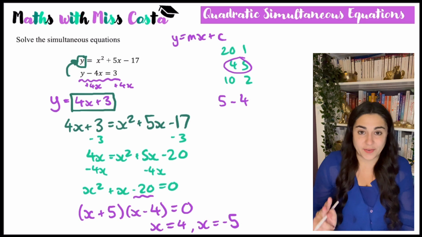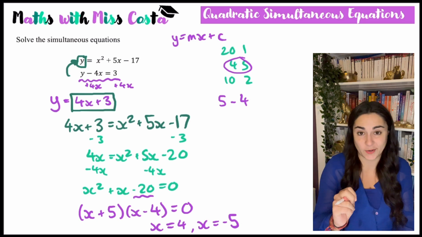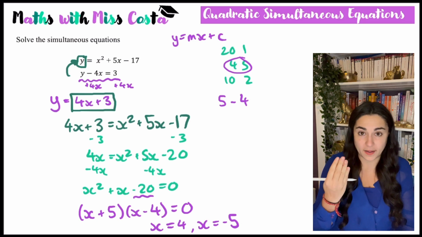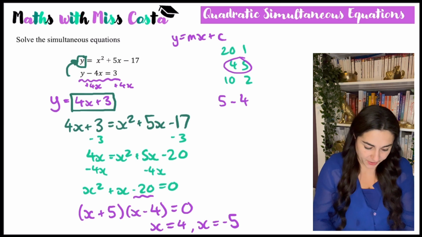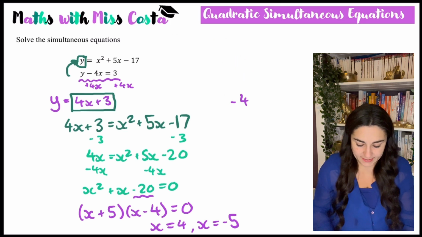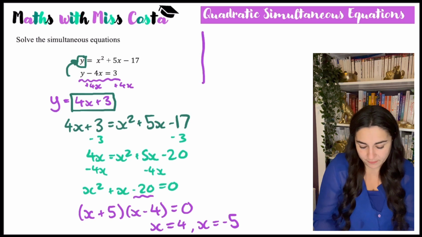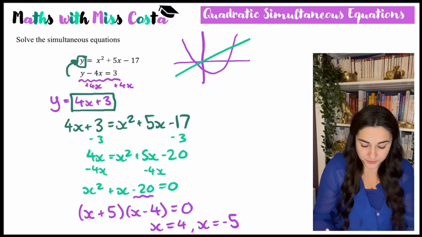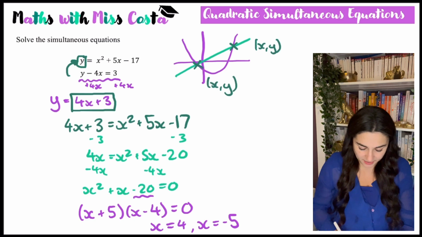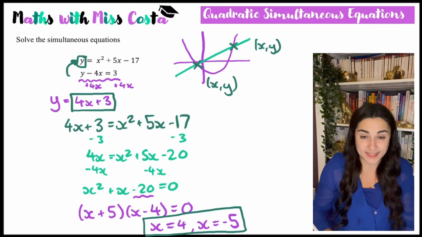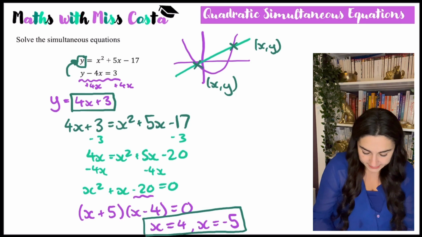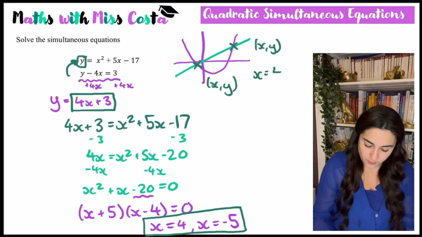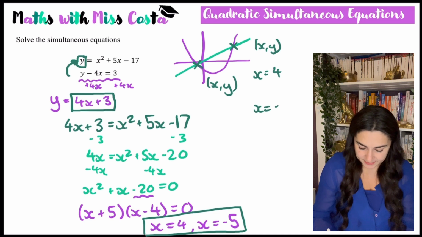So if I've got those two values, now with quadratic simultaneous equations, you're going to have 4 solutions normally. So essentially, you have a graph, you have a quadratic that looks like that, and you have a linear equation, and the solutions are essentially the x and the y coordinates where they meet. So you're going to have an xy coordinate here and an xy coordinate here, so that's why I have 2 x values, and that's why I'm going to have 2 y values. So my solution is x is 4 and also x is negative 5.